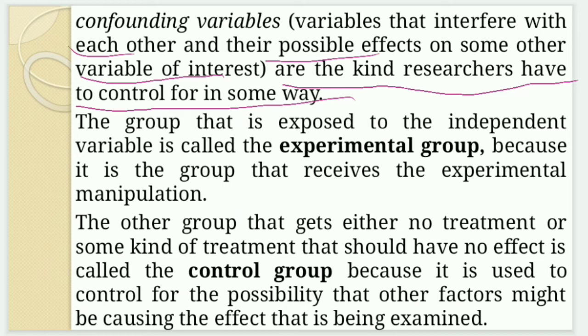The group that is exposed to the independent variable is called the experimental group because it is the group that receives the experimental manipulation. The other group that gets either no treatment or some kind of treatment that should have no effect is called the control group because it is used to control for the possibility that other factors might be causing the effect that is being examined.